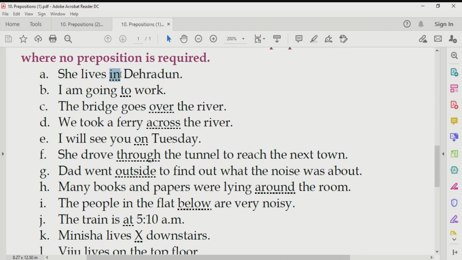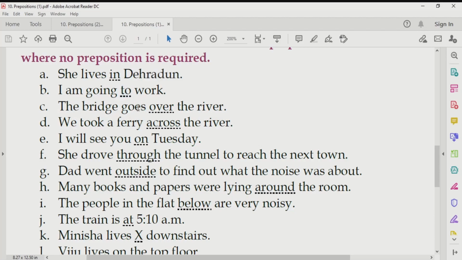She lives in Dehradun. Please note, whenever we are talking about any place, we will use a preposition in, especially when we use these kinds of sentences. I live in India. I live in Silvassa. I am going to work. In Hindi we say मैं काम पर जा रहा हूँ. So it is the same thing. I am going to work. If you go anywhere, you will use the preposition to.